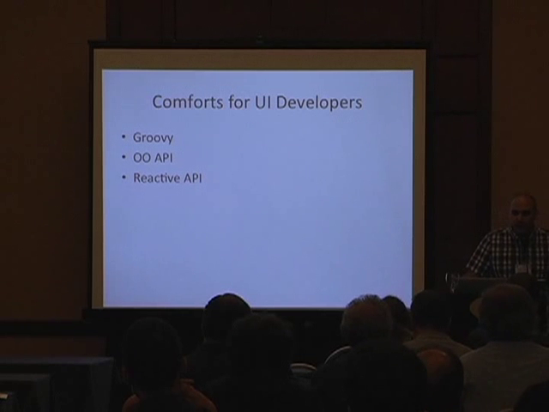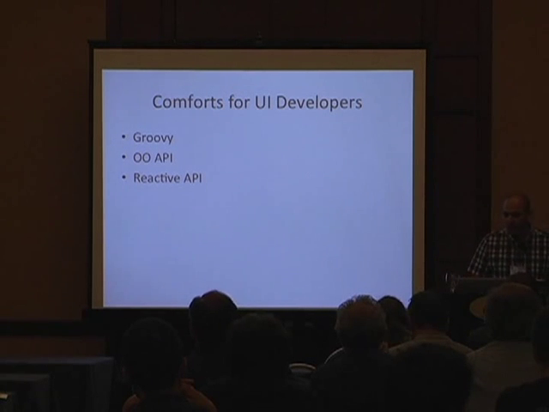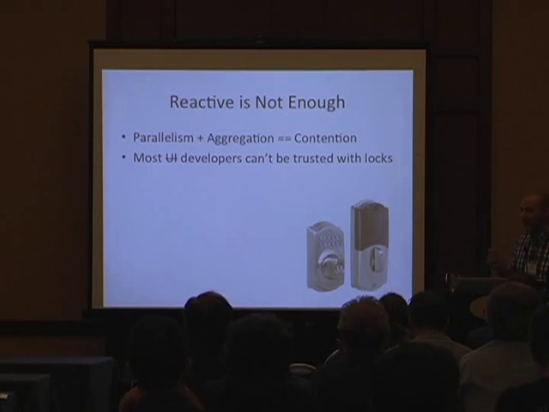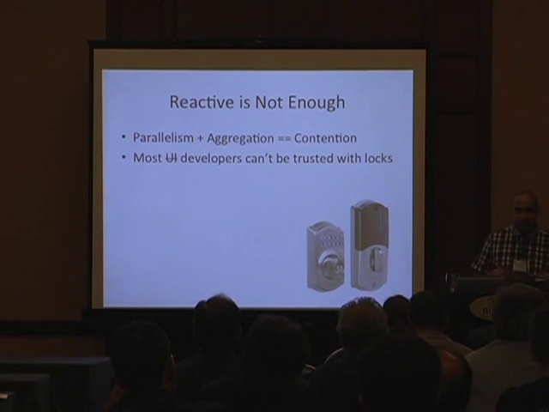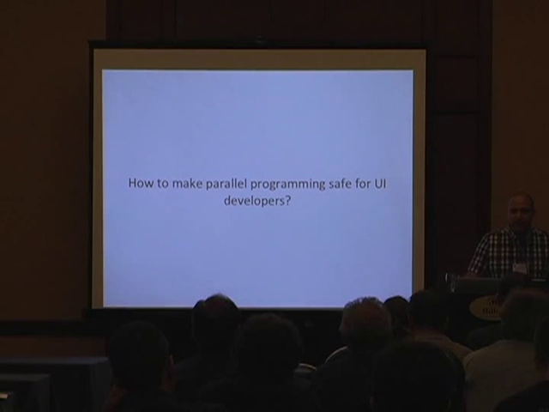Now, this is right around when I joined the company, and I had a slightly different approach than callbacks that I'd learned at Microsoft and wanted to apply here. The problem really is that reactive is not enough. Wherever you have parallelism and you have data aggregation to build a JSON message, for example, you're going to have contention. And I don't trust myself to deal with locks, and I certainly don't trust JavaScript developers to deal with locks, and they shouldn't have to deal with locks. But we also want parallel programming. So how do we make parallel programming safe for UI developers?